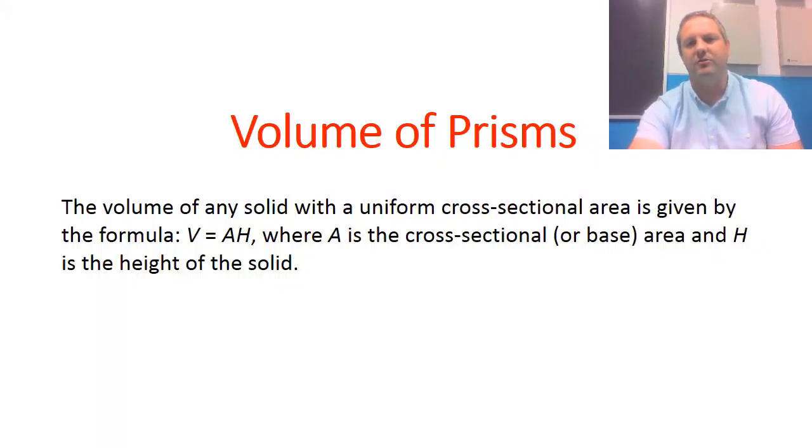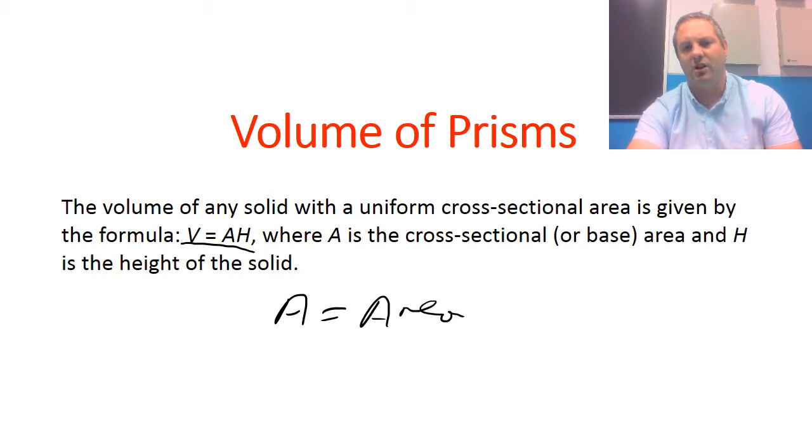Okay, today we're doing volumes of prisms. So basically, the volume of any solid with a uniform cross-sectional area is given by the formula V equals AH. Now, when we're talking A, it's called the cross-section, but in this case, A is going to equal your area. That's the initial area, just like what you've done in area. H, in this case, is your height. So all we're talking about is area times your height. So it's nice and simple.